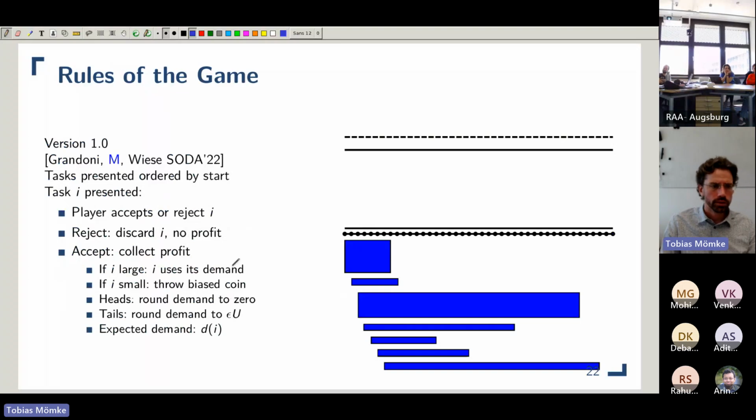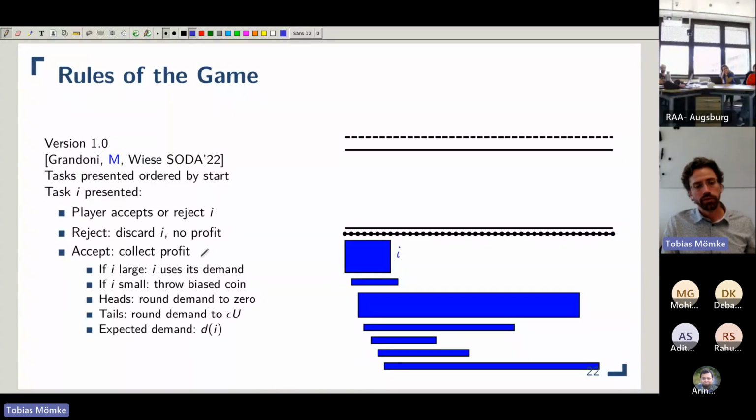So a task I gets presented. Like in the first version of the game, they are presented left to right. So we know that the start point is on the very left, and then it moves further to the right. And then the player either accepts or rejects task I. If the player rejects I, then of course the demand is not taken, but also the profit is not collected deterministically. And if the player accepts the task, then the player always gets the profit. There's no question, you get the profit.